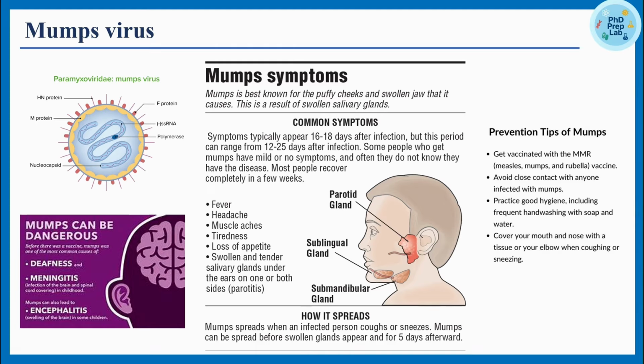Among the tips to prevent mumps, the most important point which I would like to highlight is that the vaccine which is available for mumps is called MMR. So it's not only for mumps, it's for measles, mumps, and rubella as well. It's a three-in-one vaccine. So sometimes a question is asked about this vaccine as well. So this is about mumps. It's also caused due to a virus.